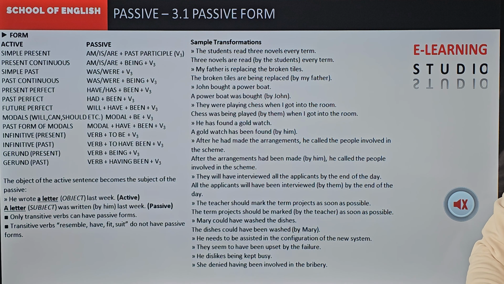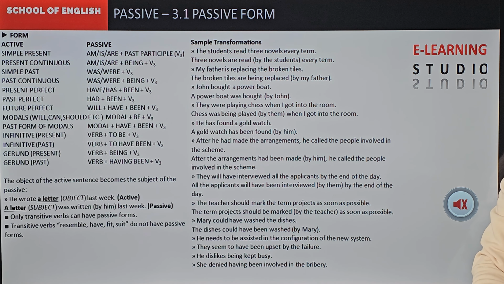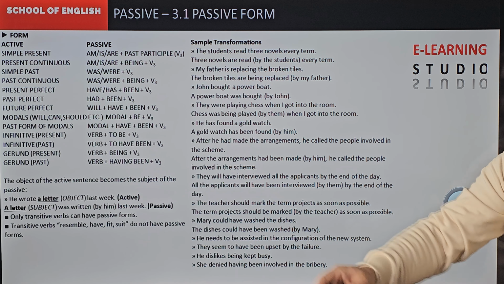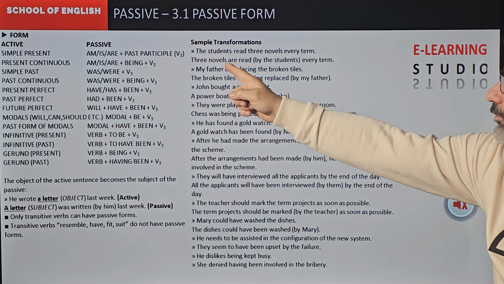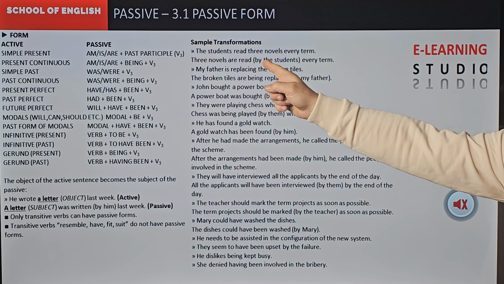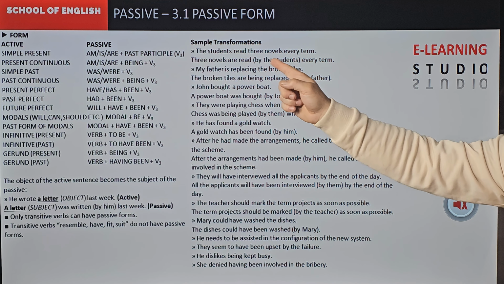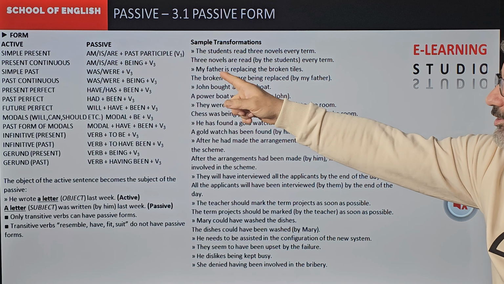Now, we have simple transformations. Let's have a quick look. First, we have a simple present. We have a sentence in simple present tense. The students read 3 novels every term. How do we change this sentence into passive? 3 novels is our object here. 3 novels are read by the students every term. This is optional.